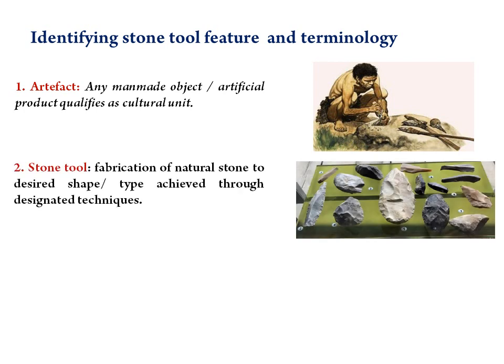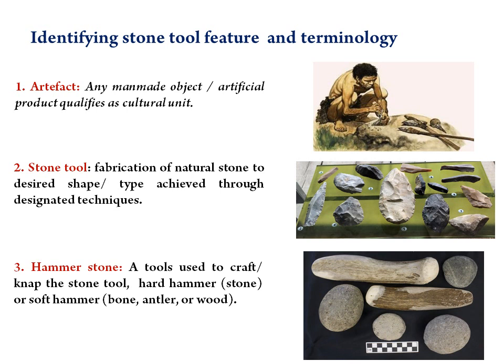Secondly, what are stone tools? Stone tools are fabrications of natural stone available in nature, and that naturally available stone, blank or pebble is brought to a desired shape and type, which is achieved through designated techniques. Designated techniques could be direct, indirect, or pressure techniques. So a stone tool is an object brought to a desired shape and type by using a designated technique, and that tool has some function or use.